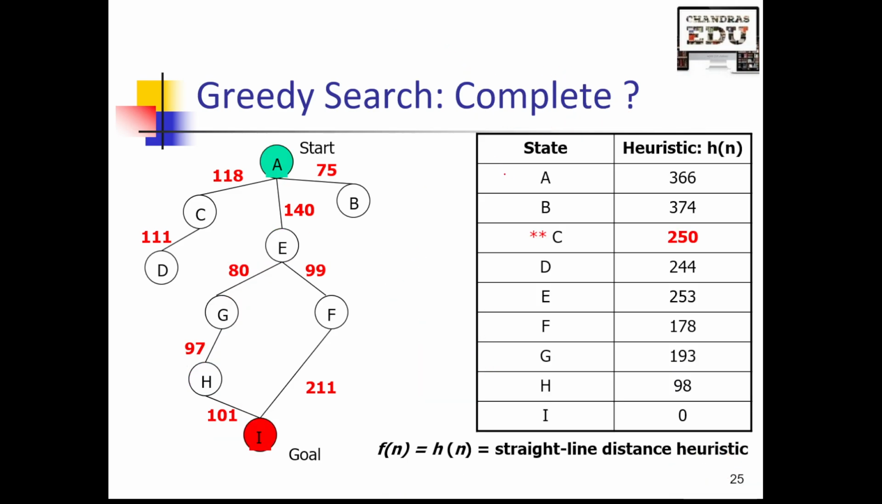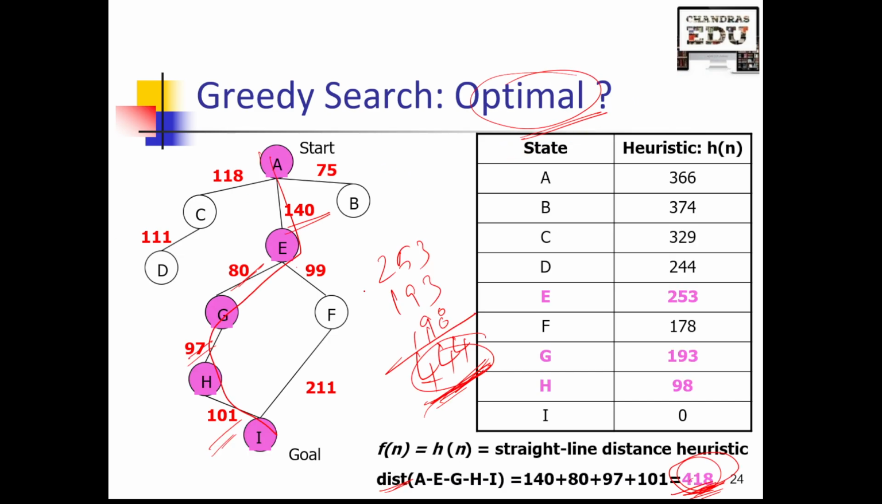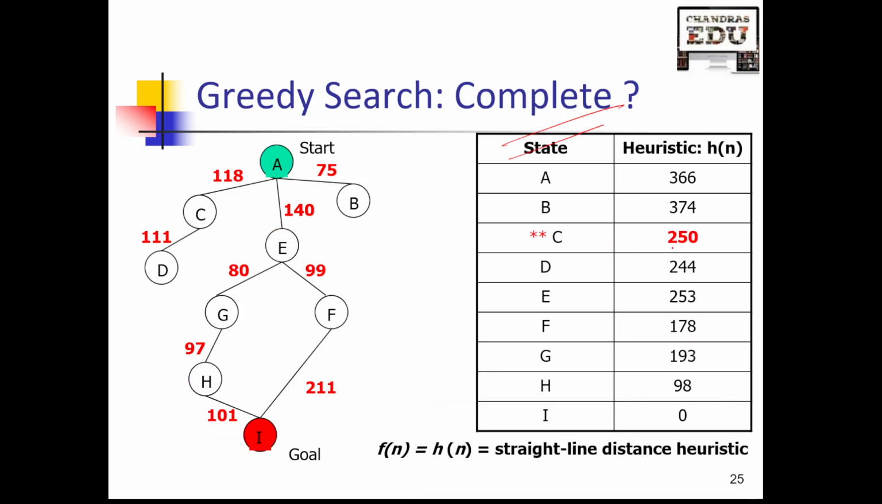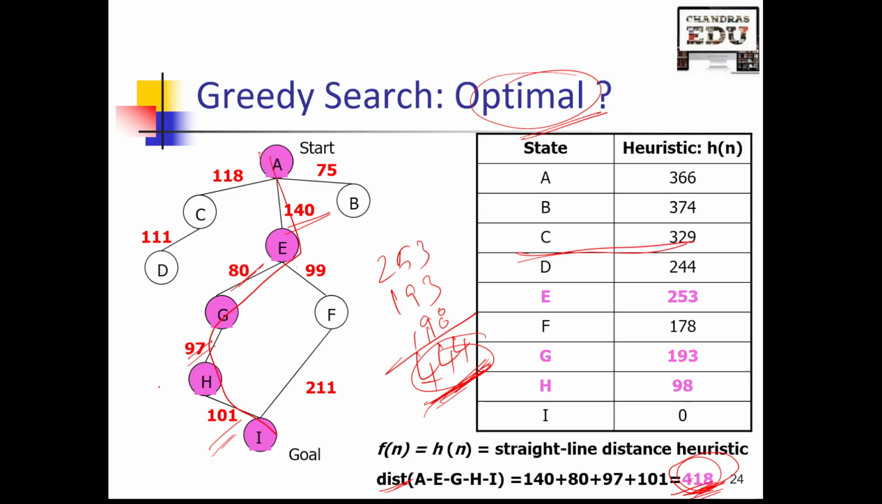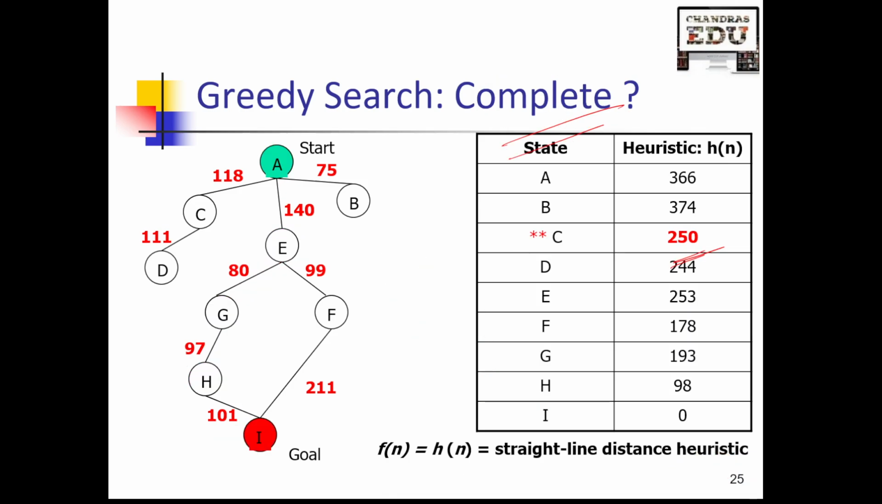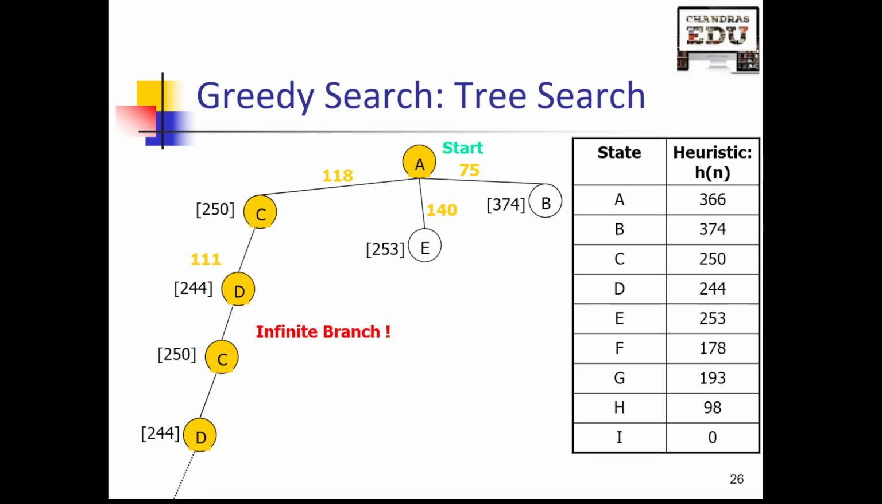Next, is it complete? The second one which we need to check is, is it complete? Suppose that we have just modified here. C is 329 earlier, straight line distance, but we have modified it to 250. We made a change here, 250. And whatever the tree which was mentioned earlier, that remained the same. And we just continue the process of searching for the solution.